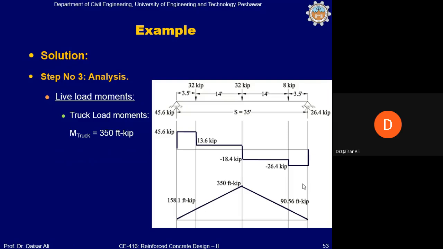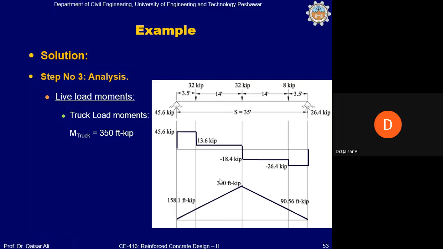Live load moments. The live load moment, as discussed earlier, will be obtained by placing the middle axle in the mid span of the bridge with equal spacing on both sides of this for the front and rear axle. So we can draw the shear force and bending moment diagram for this simply supported line element, and this gives us a bending moment of 350 foot kip, which is the bending moment coming from the line analysis.